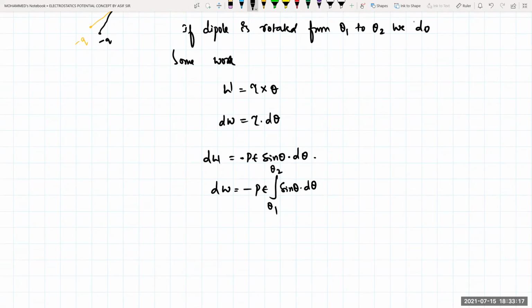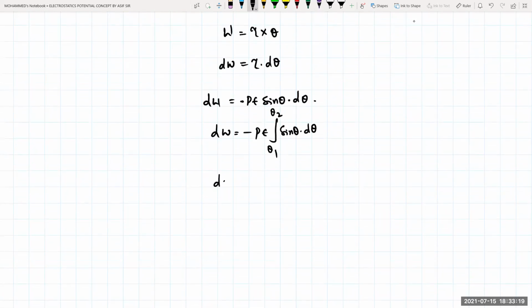What is the integral of sin theta d theta? It is minus PE times the integral of sin theta, which is minus cos theta, with limits from theta 1 to theta 2. Minus minus will become plus. So dW will be equal to PE times cos theta, with limits from theta 1 to theta 2.